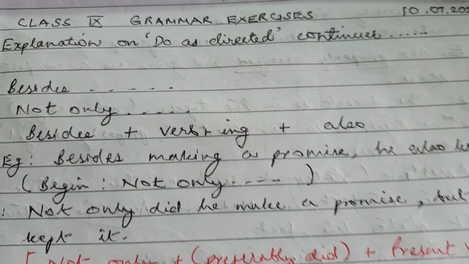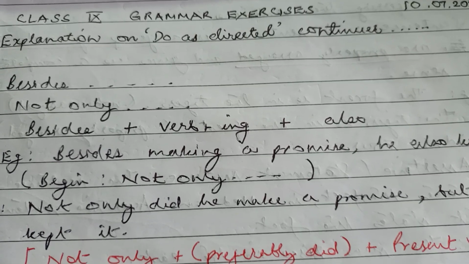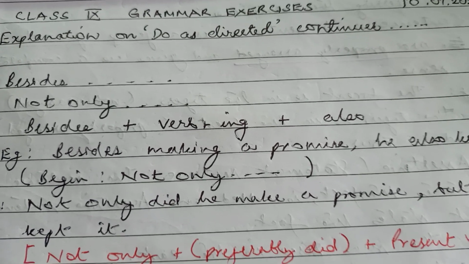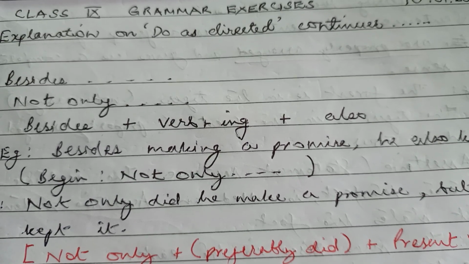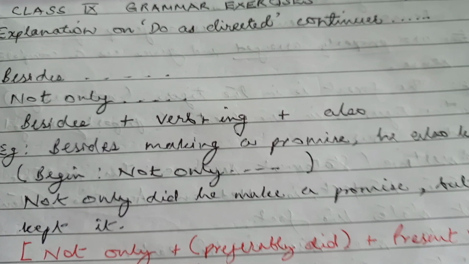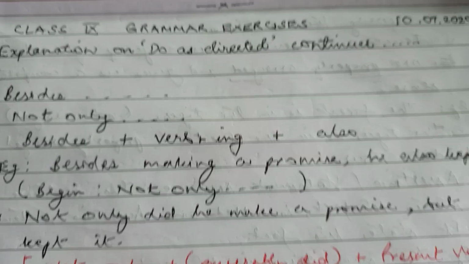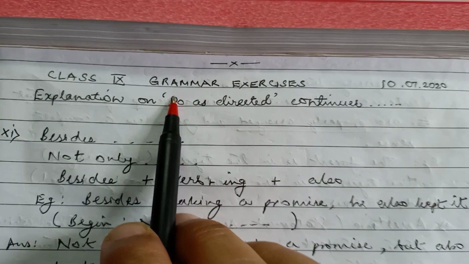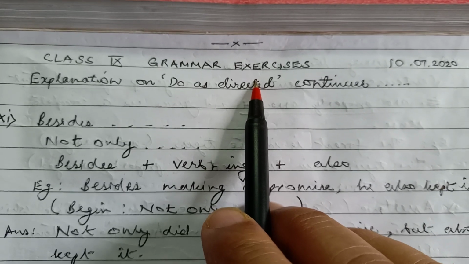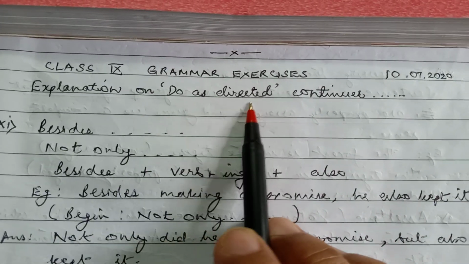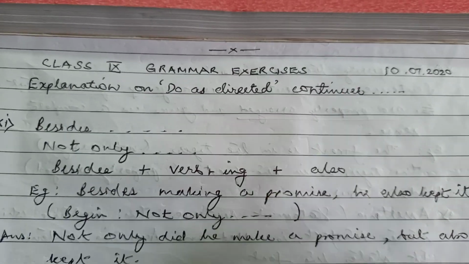Today let us see what are the exercises we can make and try to understand with the examples being provided to you. I want you to write these all in your exercise note, right? So let us see. It's a grammar exercise that we are discussing. This is question number 5a, right? Explanation on do is directed yet continues.